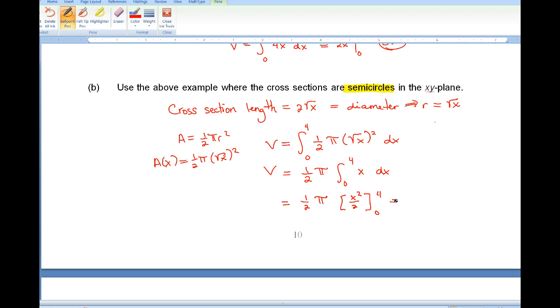Okay, and what do we get for that? You can leave pi in the answer, that's fine. 4 pi.